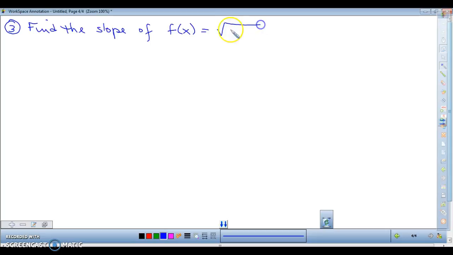Yeah, I think this is number 3 here. Okay, so let's find the slope of f of x is equal to, we can do a square root function. Let's do the square root of x plus 1, at the ordered pair (2, 1).